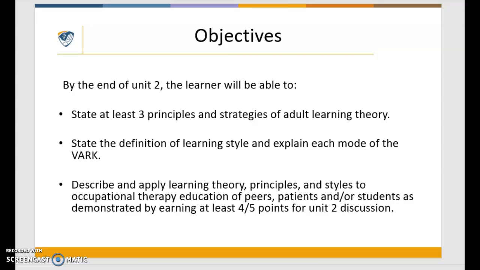So the objectives for this unit: by the end of the unit, the learner will be able to state at least 3 principles and strategies of adult learning theory, state the definition of learning style, and explain each mode of the VARC, describe and apply learning theory principles and styles to occupational therapy education of peers, patients, and/or students as demonstrated by earning at least 4 out of 5 points for the Unit 2 discussion.